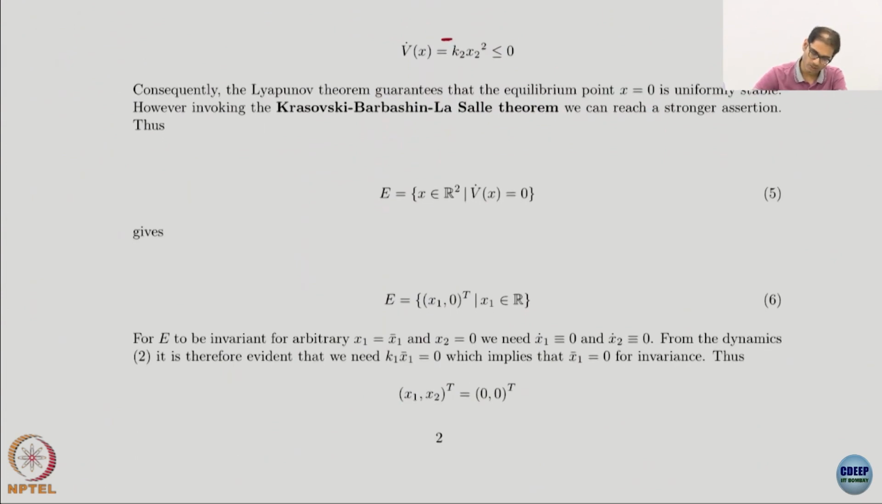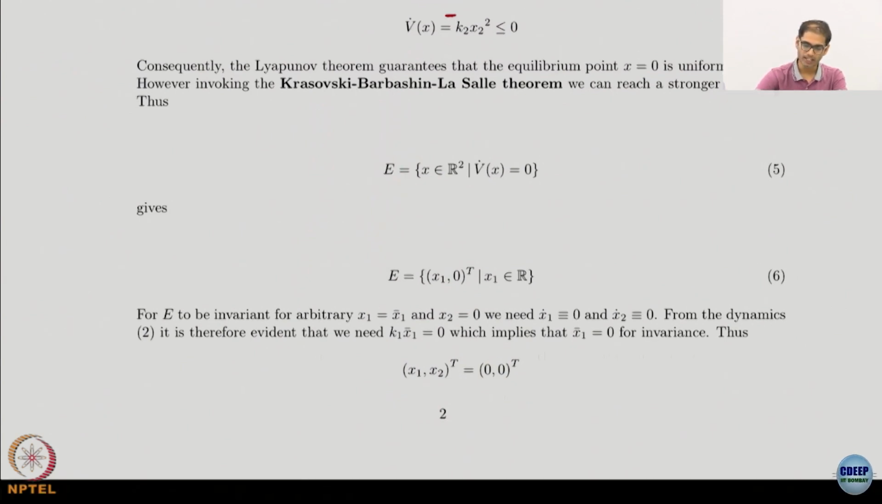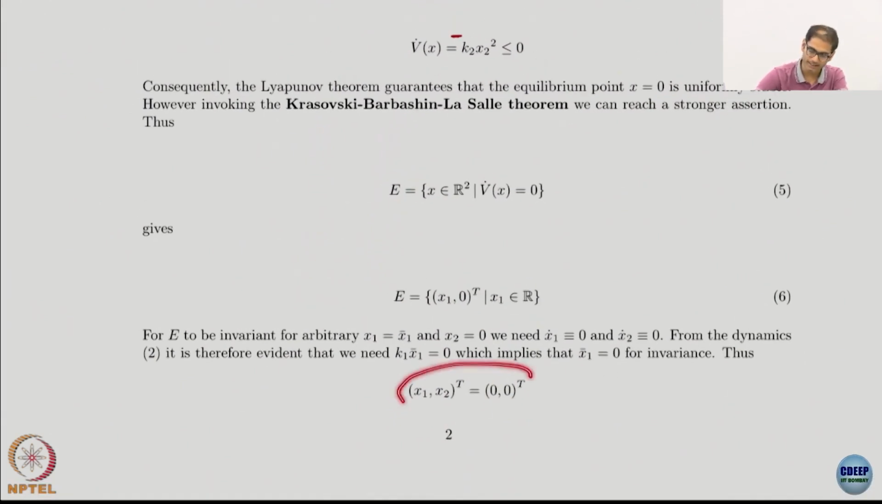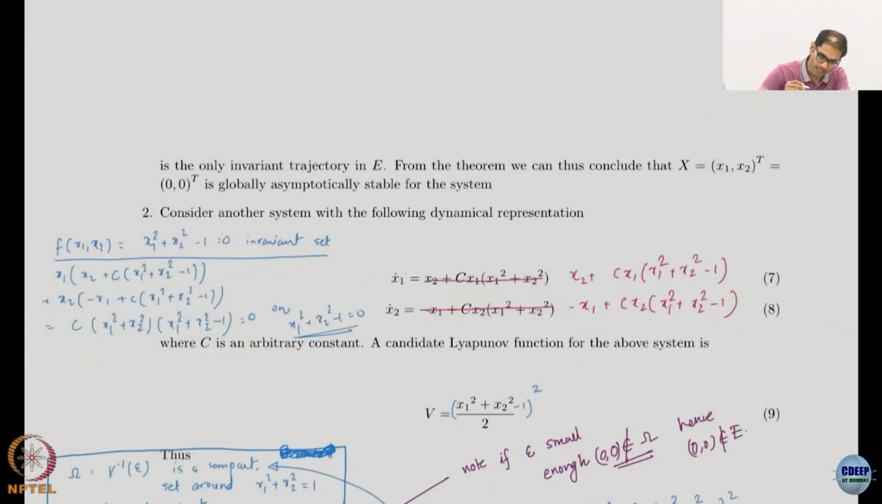So, what is the largest invariant set? In E, x2 was already 0, now I also want x1 to be 0. So, (0,0) is the only invariant set inside this, okay. From every other point you will move, so they are not invariant sets. You cannot find any other invariant set. So, this is the largest invariant set inside E, okay. This is in fact your M set, if you may. And so, any trajectory which starts anywhere will converge to this (0,0) equilibrium, okay.